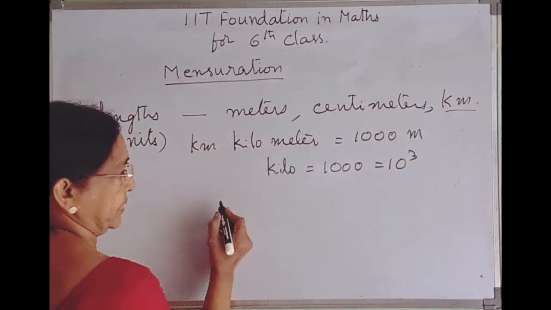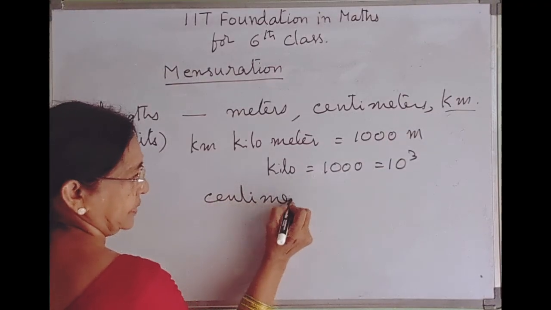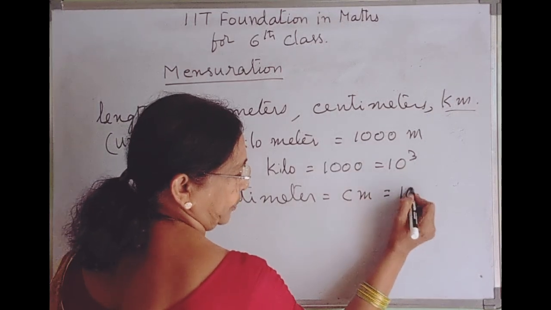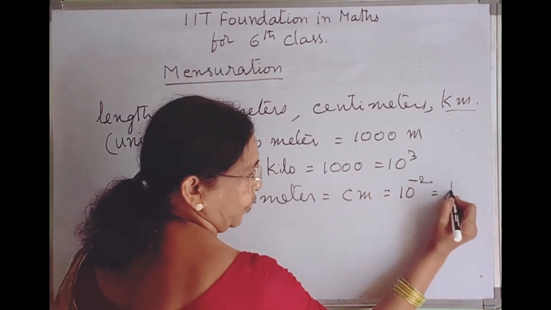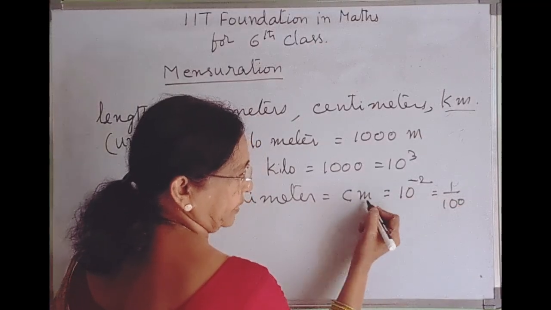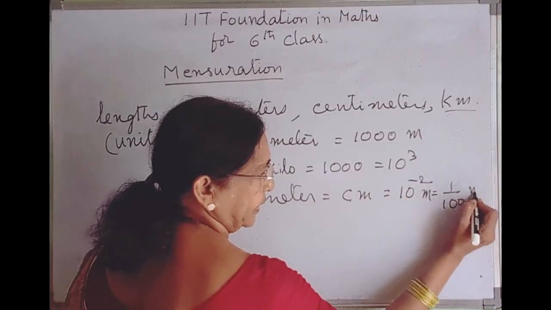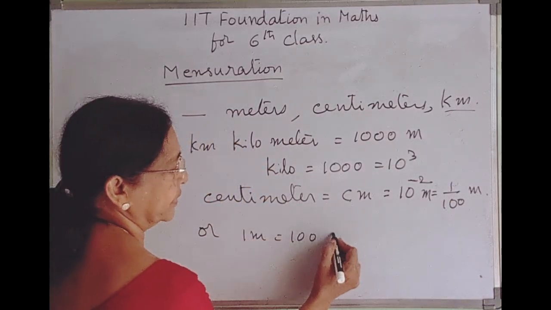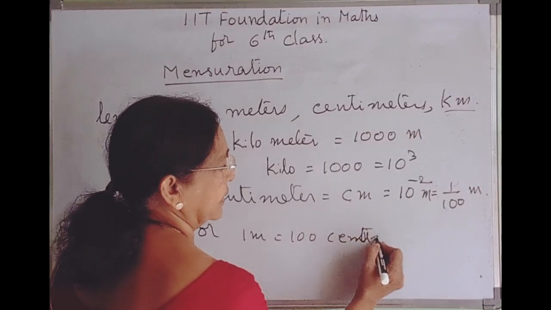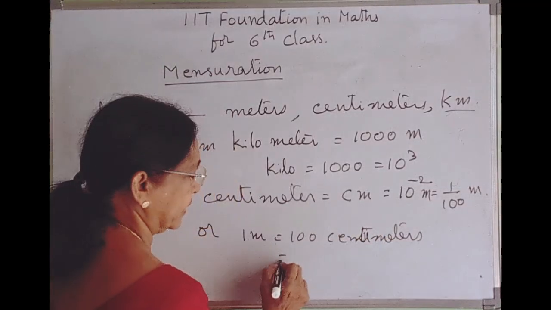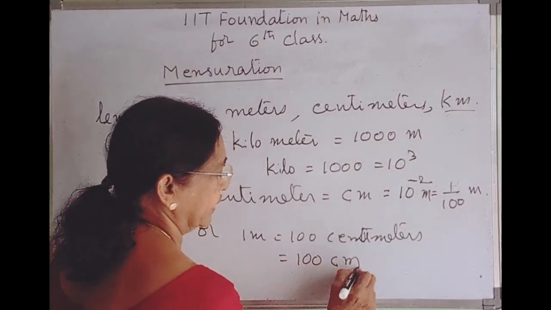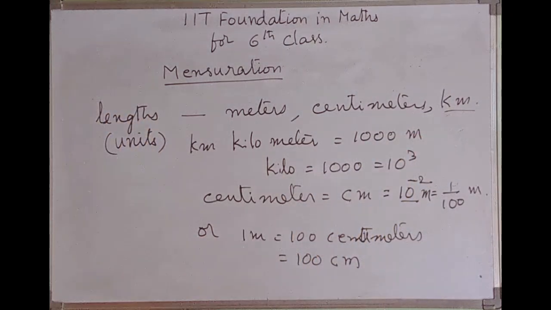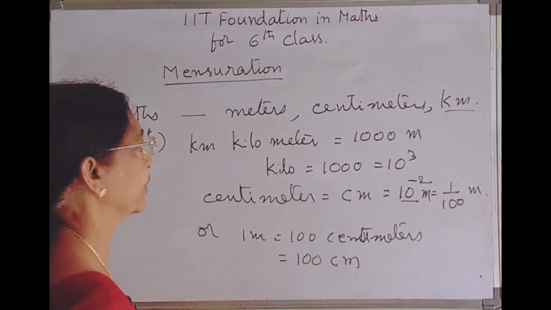Next, centimeter. Centimeter is abbreviated as cm. Centi means 10 to the power of minus 2, or 1 by 100. So centimeter means 10 to the power of minus 2 meter, or 1 by 100 meter, or 1 meter is equal to 100 centimeters. That is, 1 meter is equal to 100 centimeters. Centi is equal to 10 to the power of minus 2. Kilo means 1000. So this is the relation between different units of length.